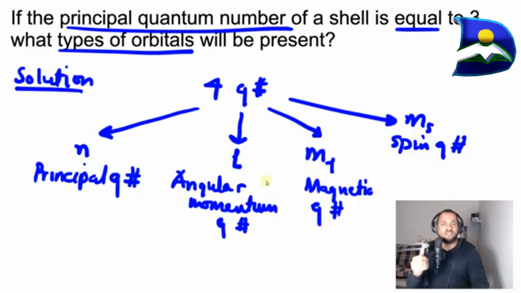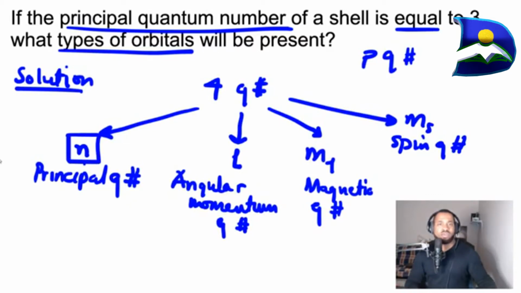Take note here, for our problem, we need to know the number and types of orbitals present in that specific principal quantum number. So we already know what we are starting off with. We're going to be looking at n, the principal quantum number, and we need to relate it to any of the other 3 that we don't know yet. So what is the principal quantum number?